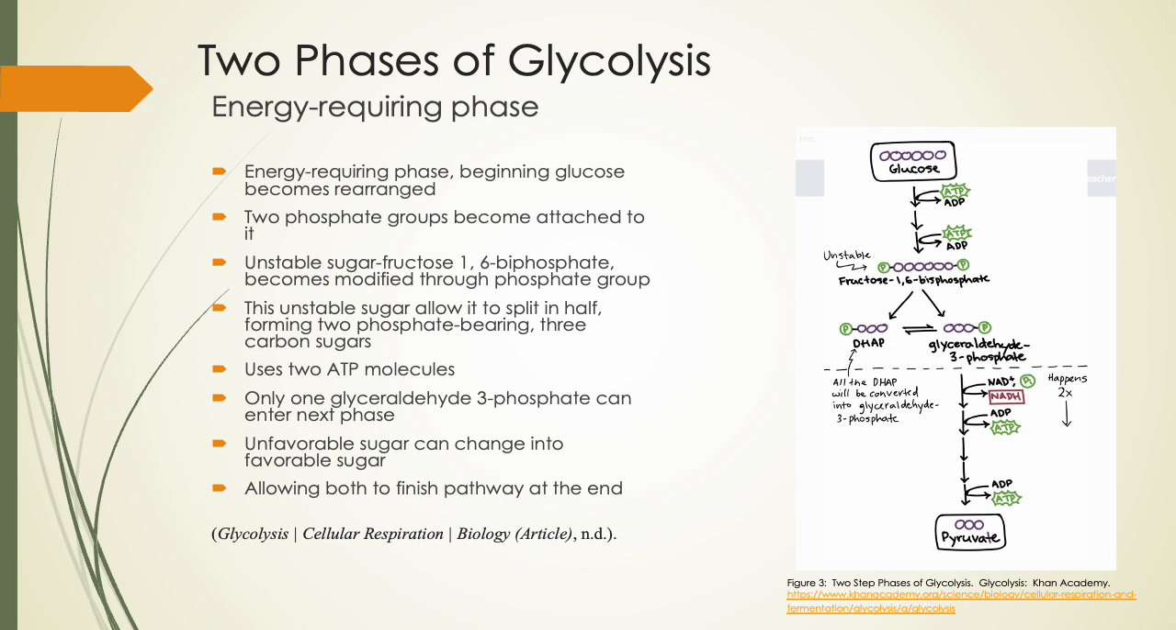The 3-carbon sugars that are formed when the unstable sugar disintegrates are different from each other. During this phase, only one, glyceraldehyde 3-phosphate, can enter the next phase, but the unfavorable sugar can be easily changed into a favorable one, allowing them both to finish the pathway at the end.